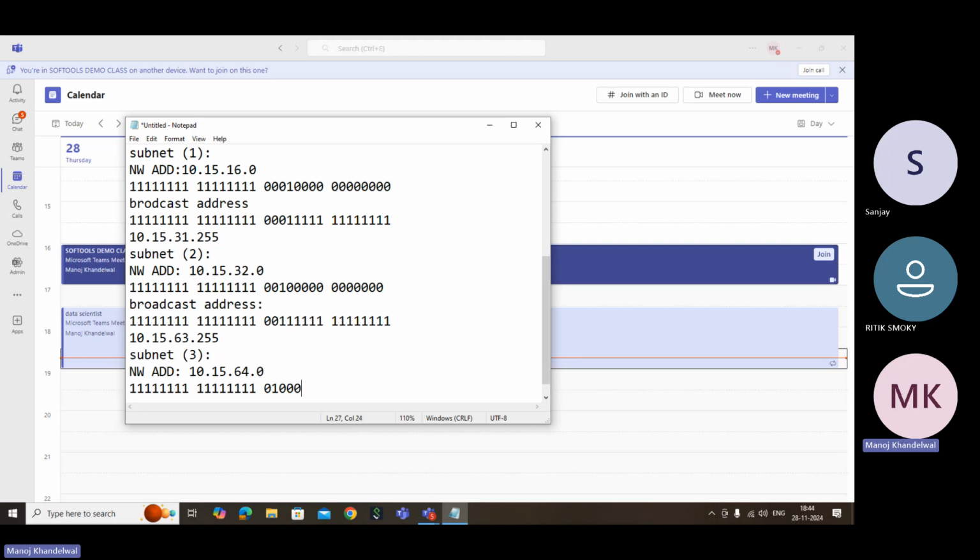1 2 3 4 5 6, like this. And here 1 2 3 4 5 6 7 8. In subnet 3, it would be 0 1 1. You are taking it only a single time. It would be two times 1, no. See, in subnet 3 here.